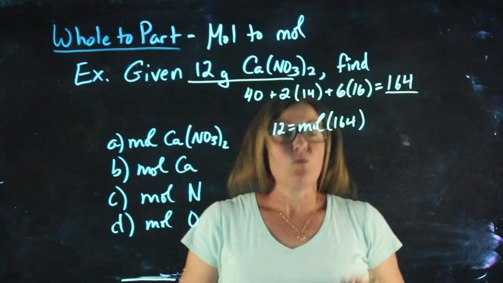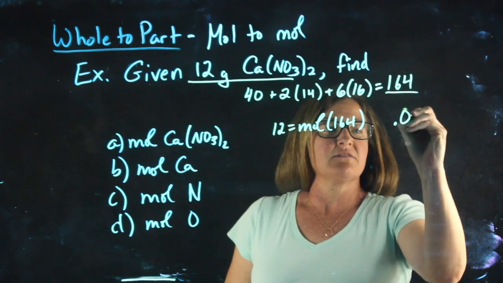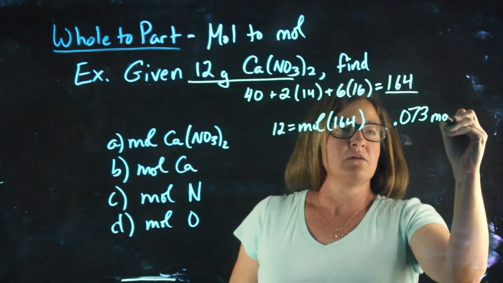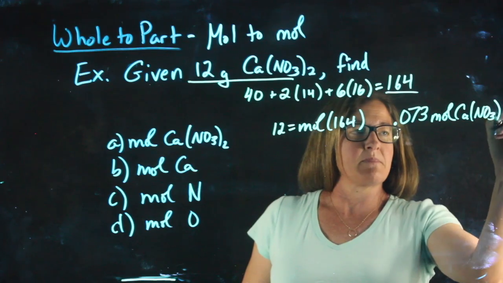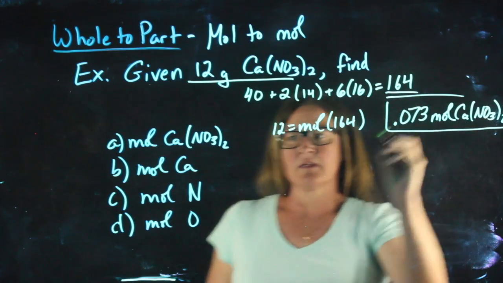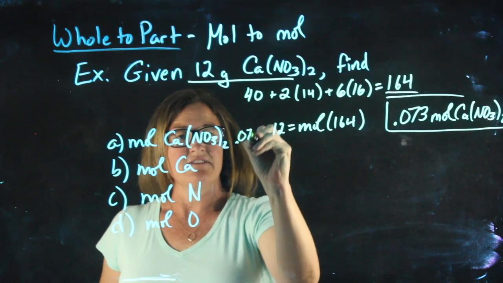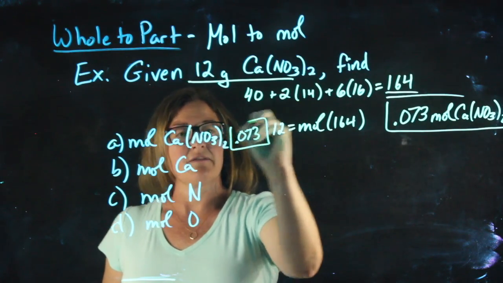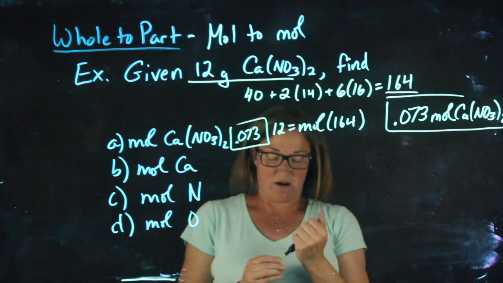So 12 divided by 164 gives me 0.073 moles of the whole thing. I'm going to label this right here also as 0.073, my answer to that part of the problem. From here on out, it's easy. I've done most of the hard work.